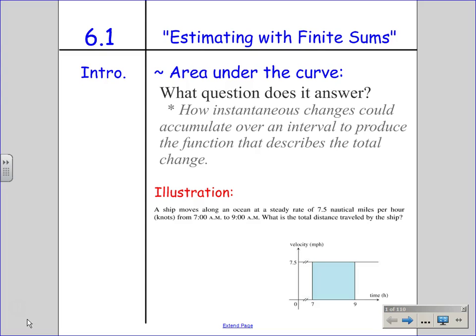So the question that we're supposed to be answering is how instantaneous changes in rate could accumulate over an interval to produce the function that describes the total change. A ship moves along an ocean at a steady rate of 7.5 nautical miles per hour, knots, from 7 a.m. to 9 a.m. What's the total distance traveled by the ship? This is a question that definitely does not require calculus, because if it's a steady, constant rate, guys, how do we figure out how far it went?